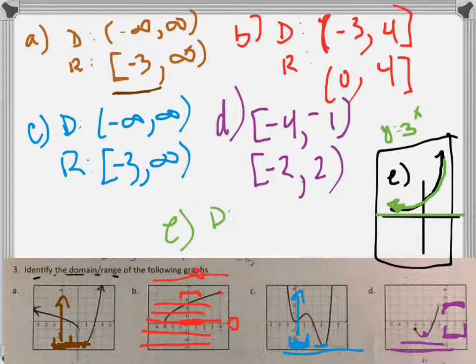Alright, let's take a look at graph E here. The domain of the graph is going to be all real numbers, but for the range, notice that there's a horizontal asymptote, which means that as the graph goes further to the left, it gets closer and closer to 0, but it's not ever going to touch it.